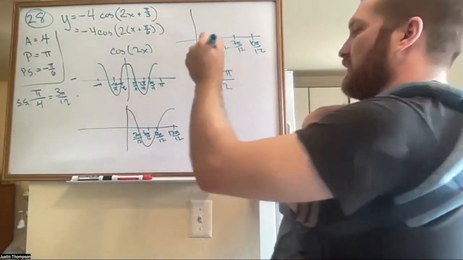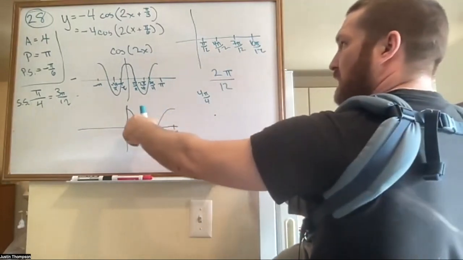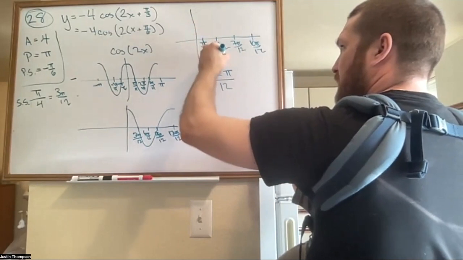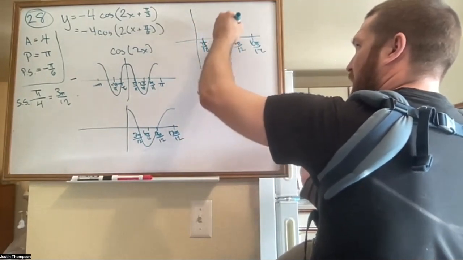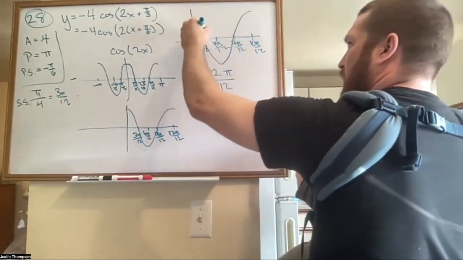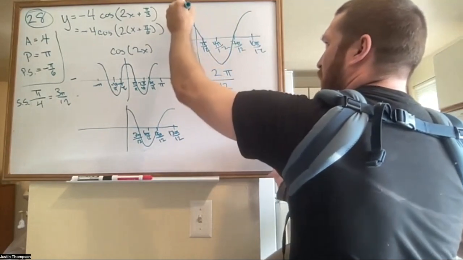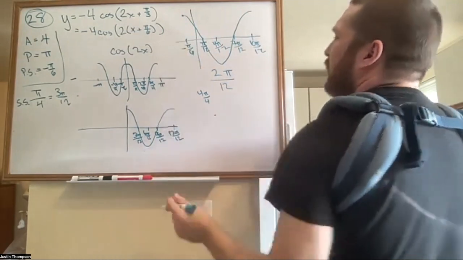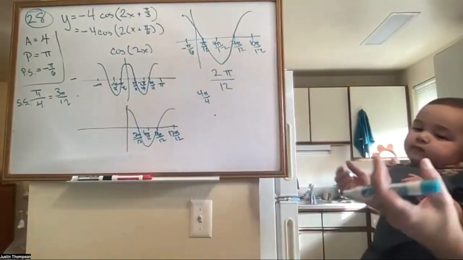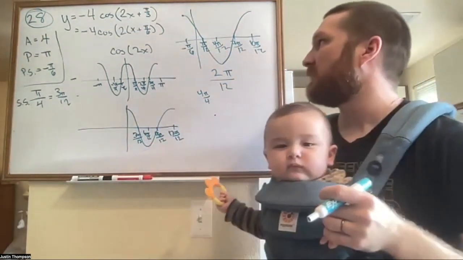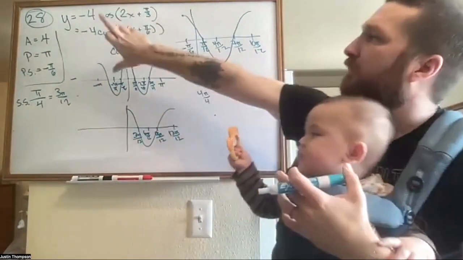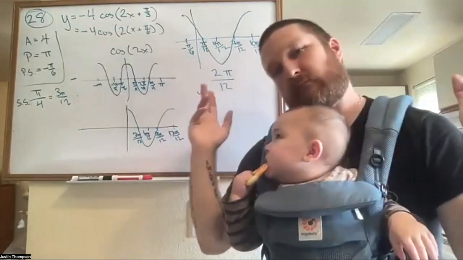Hold on. And so that was this point right here. And so it comes down, comes back up, goes up, and so on and so forth. We know that this thing that was at 0 is now at minus pi over 6, or minus 2 pi over 12, and all that good stuff. But then we need to do our stretch and our flip because of that.